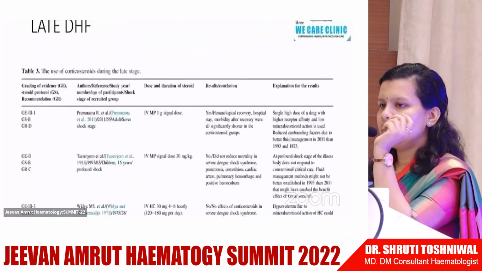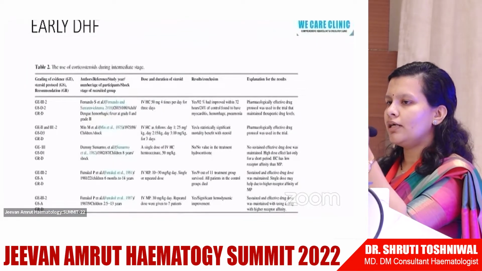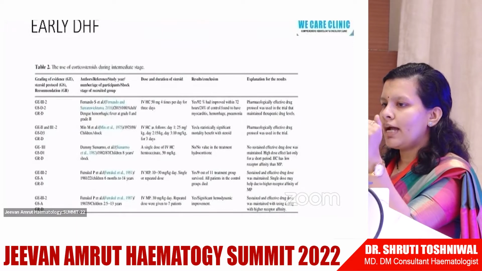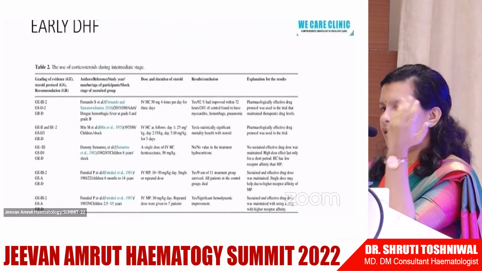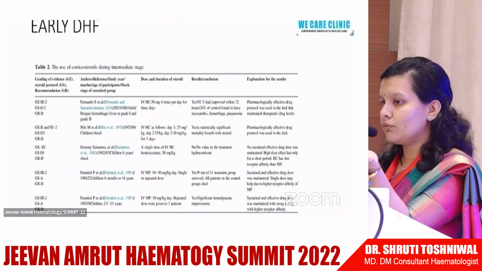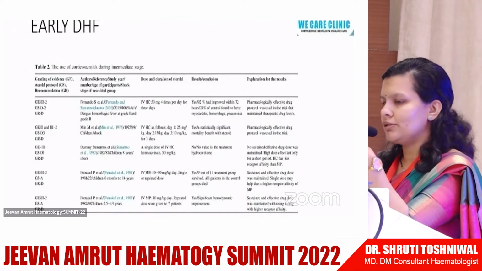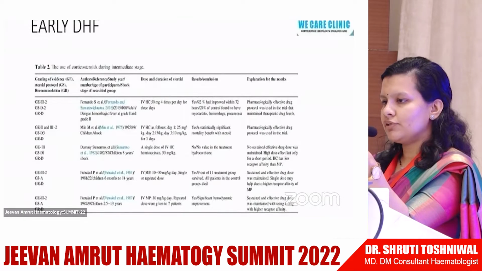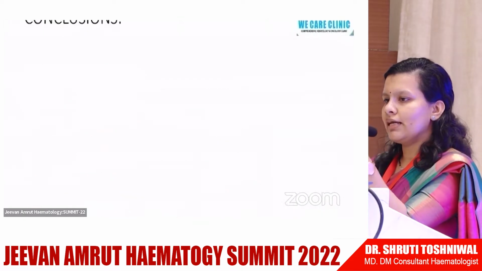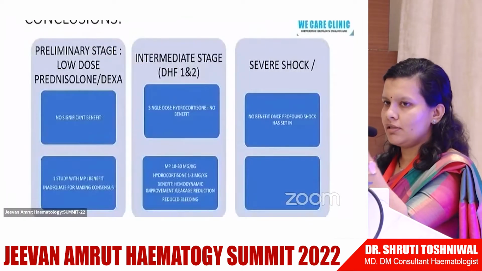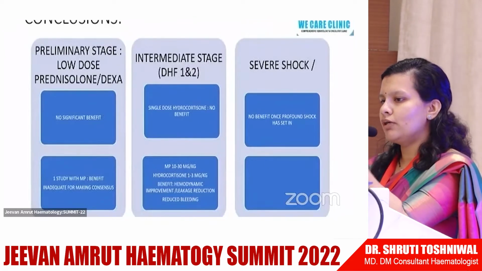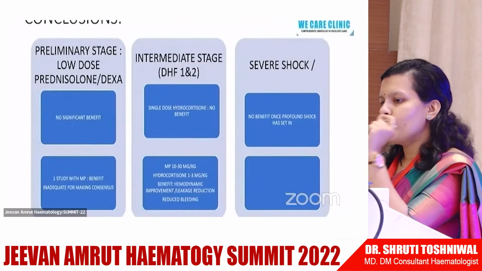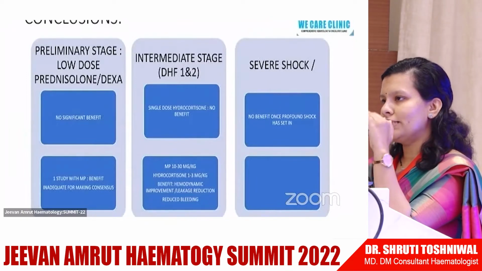So what happens in the intermediate stage, when there is an early dengue hemorrhagic fever? In that, they have tried various doses and various other routes. Hydrocortisone single dose, hydrocortisone 3 doses, single dose of methylprednisolone, and various other doses they have studied. The consensus is that single dose hydrocortisone has not much benefit. High dose methylprednisolone and hydrocortisone in the range of 1 to 3 milligram per kg have benefit in hemodynamic improvement.